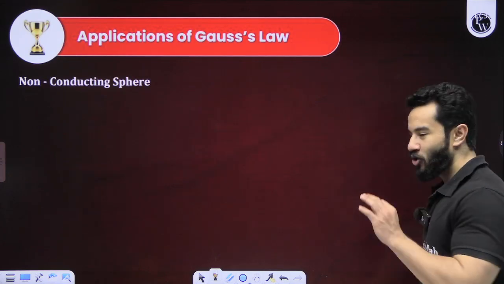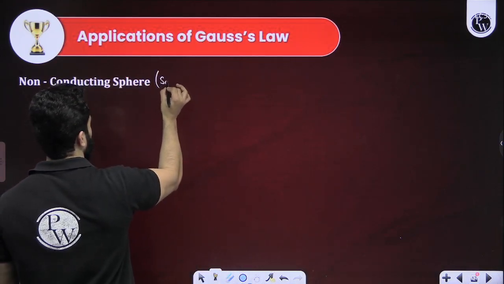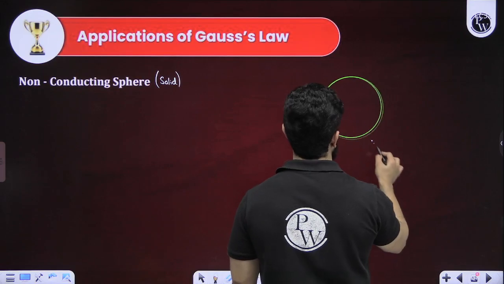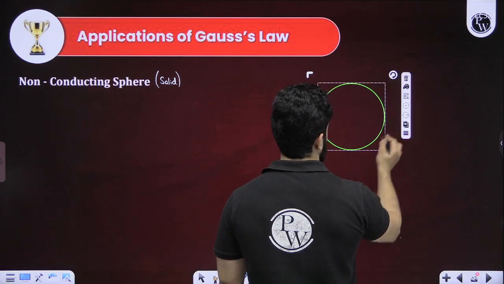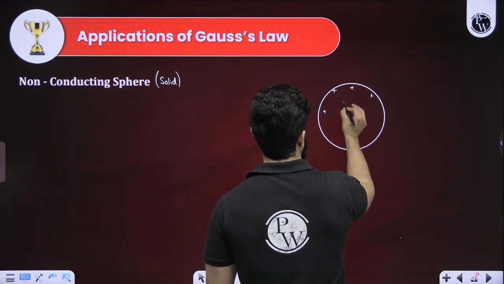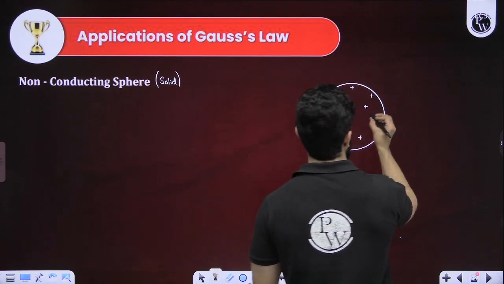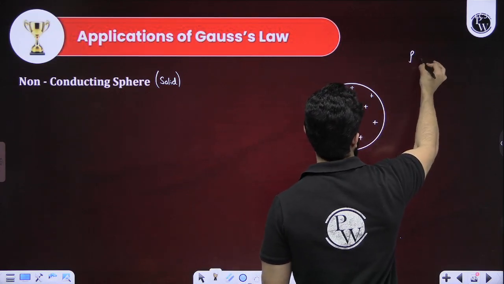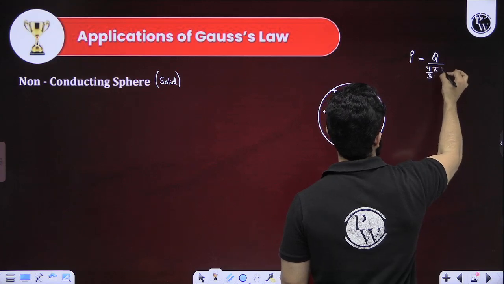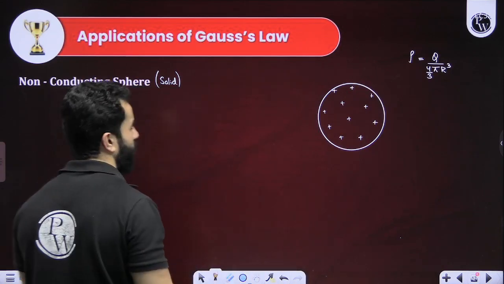But if it is solid and non-conducting, then the situation will change. Why will it change? Let's suppose this is the sphere we are talking about, and now it has charge all over its volume, like this, and volume charge density is rho. Please remember, volume charge density is rho, its radius is capital R. So rho will be equal to total charge Q divided by 4 by 3 pi R cube.